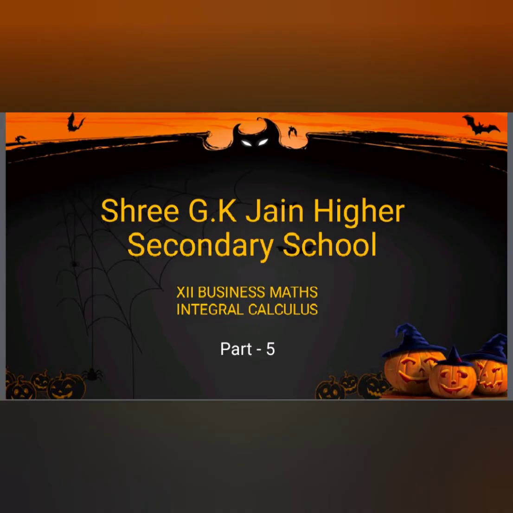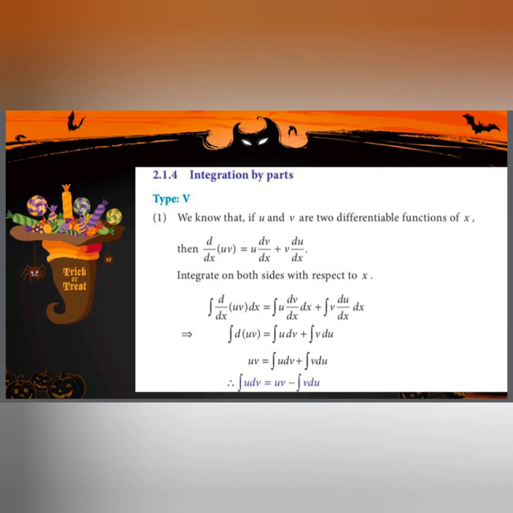We will see what is called integration by parts. It is similar to the differentiation UV method and U by V method. Okay, we have UV method and U by V method. Similarly, in integration, we will be using integration by parts. It is integral u dv is equal to uv minus integral v du.